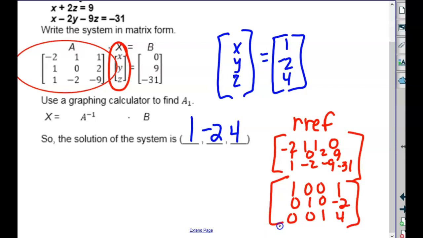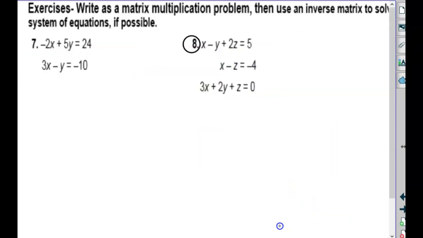Okay. So I'm personally a fan of RREF because I hate entering in the matrices, so I'd rather put them all in one. Okay, we're going to keep going. We're going to do number 8. We're going to do it as matrix multiplication one more time because some weird things are going to happen on some of these, so we need to talk about it.